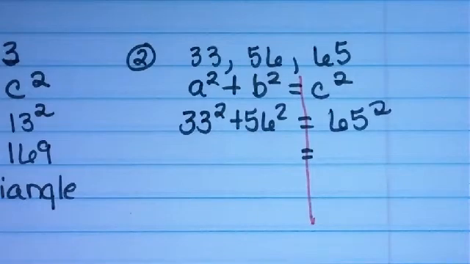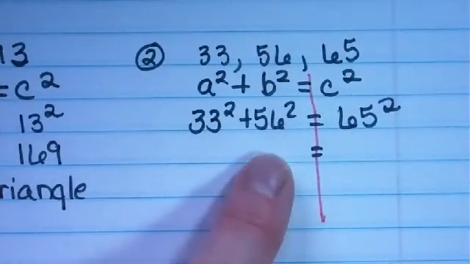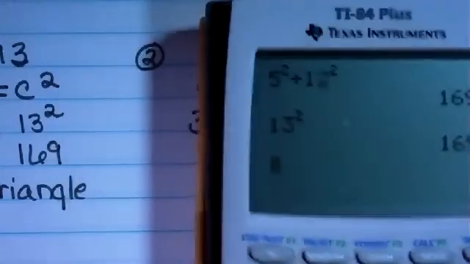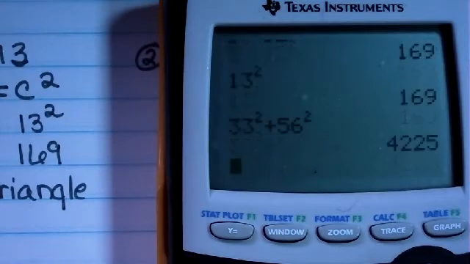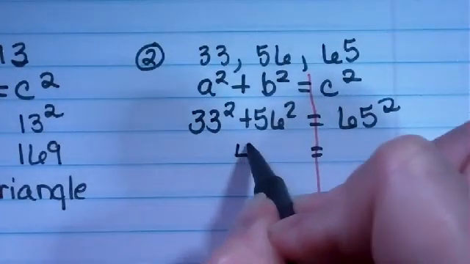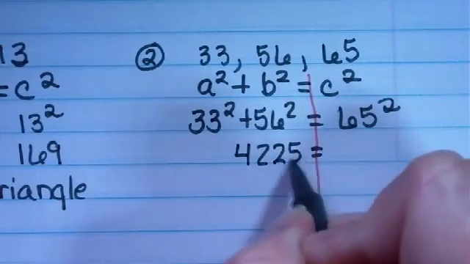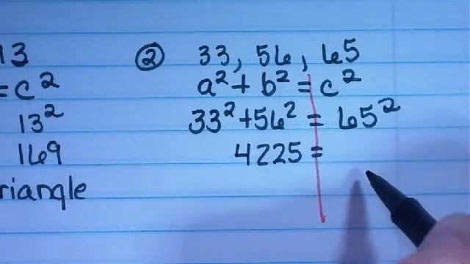Now, I'm going to grab that calculator again right here, and I'm going to put in my 33 squared plus 56 squared. And that's equal to 4,225. So I'm going to take my calculator up and I'm going to write that down right here. 4,225. Now, I'm going to come over here and I'm going to do 65 squared.